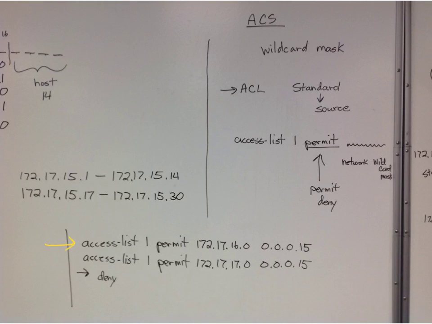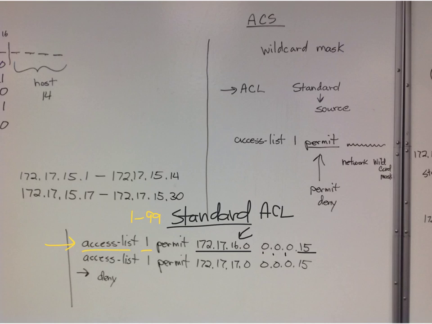Here we show an example of an access list. Access list 1, if we use numbers 1 through 99, that then gives us what we call a standard access list. Now a standard access control list only looks at the source. So here we're just looking at the source IP. So we say we're going to permit this network, and this is a wildcard mask. We're going to check these bits and ignore the 15.